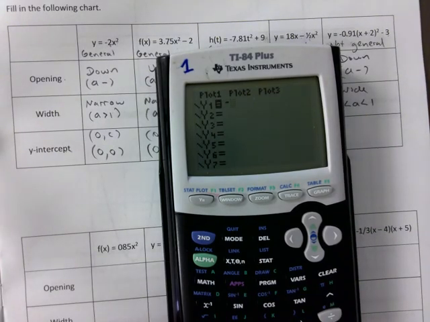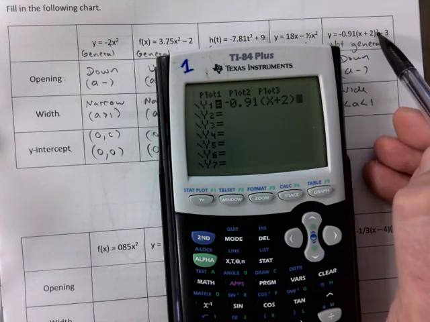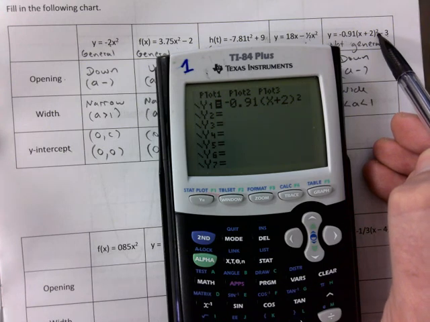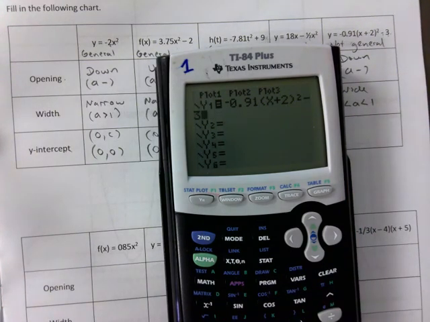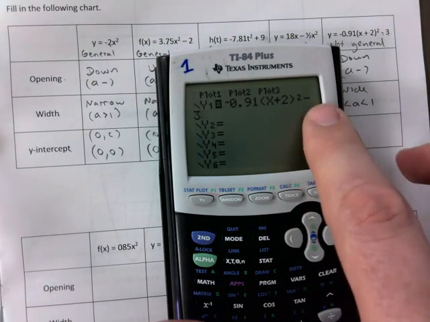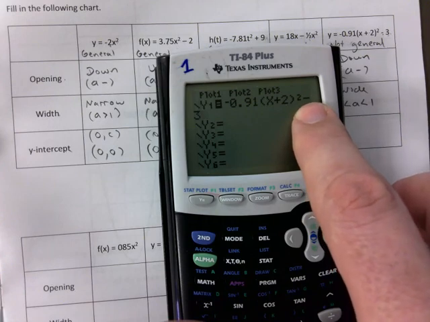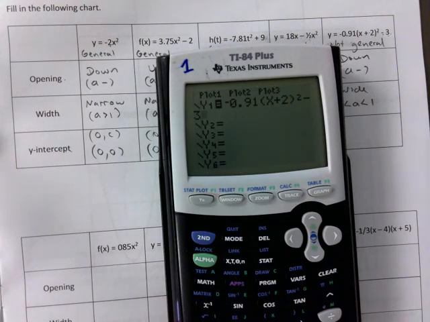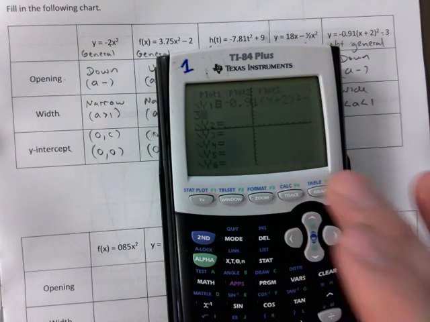So negative 0.91, brackets x plus 2 close brackets, and please don't forget the square here. That's a very common mistake that students forget, so you have to actually square the whole thing. Press x squared and then you go minus 3. So make sure you check. This minus is actually the subtract minus. This first one has to be a negative, like the negative in brackets, or else you're going to get some kind of syntax error when you're trying to graph. So let's hit graph.